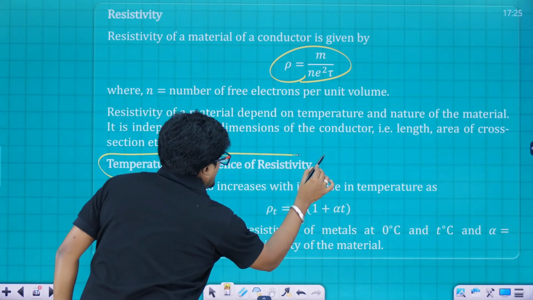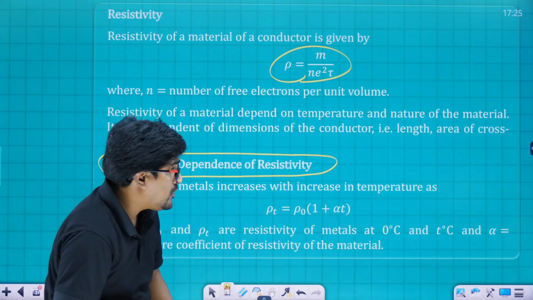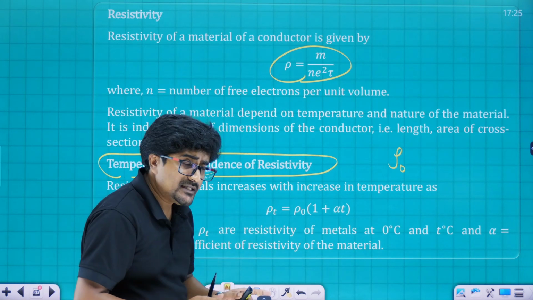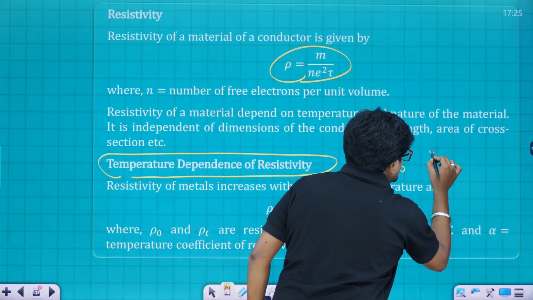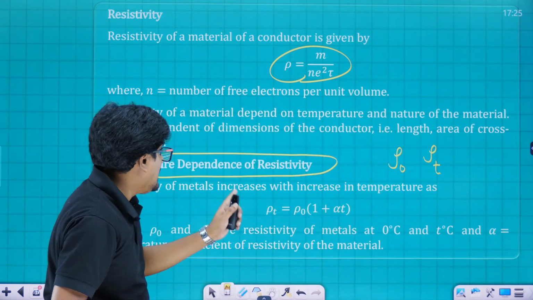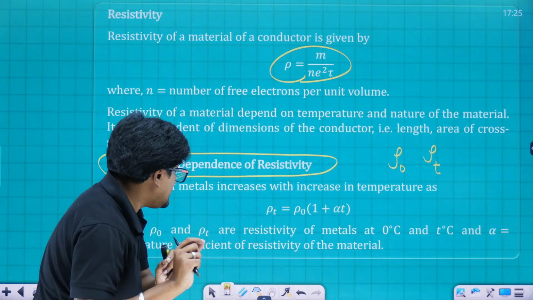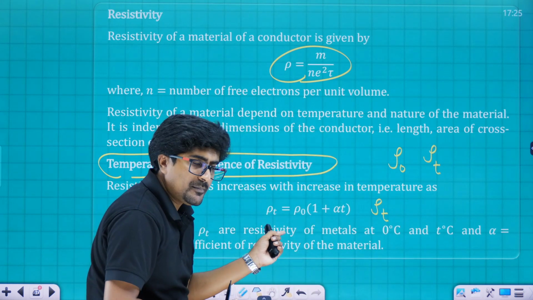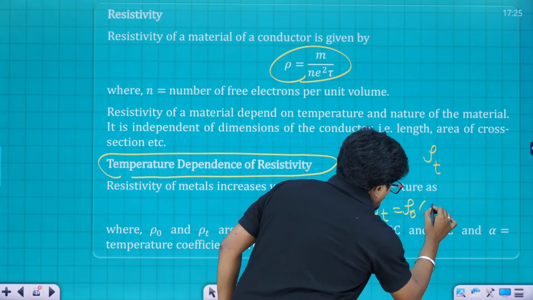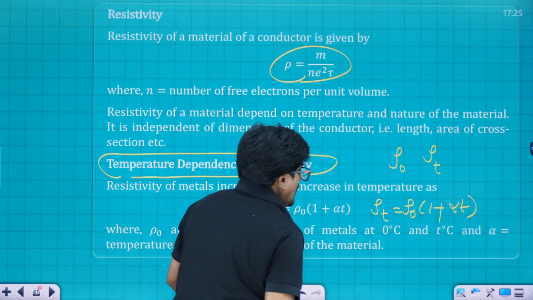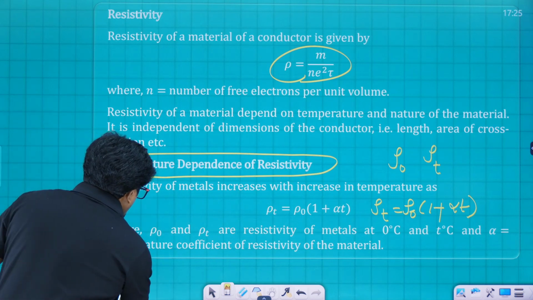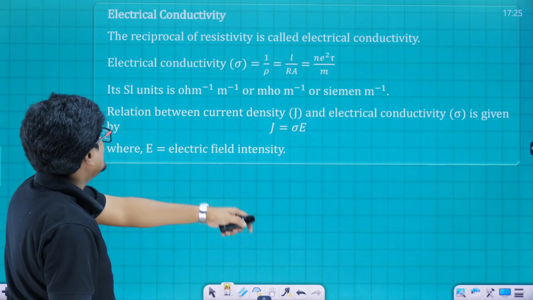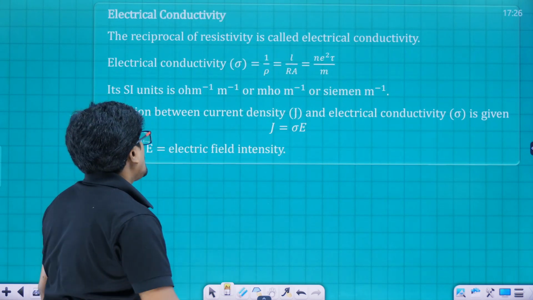Next is the temperature dependence of resistivity. If rho naught is the resistivity of a given material when the temperature is 0, and rho suffix T is the resistivity at temperature T, all in degrees Celsius, please note, then the relationship is rho T equal to rho naught into 1 plus alpha T, where alpha is known as the temperature coefficient of resistivity of the given material. Moving to the next, electrical conductivity is just the reciprocal of specific resistance or resistivity.